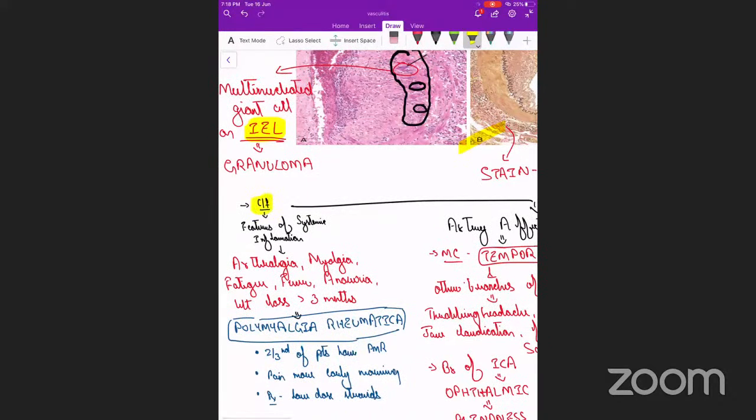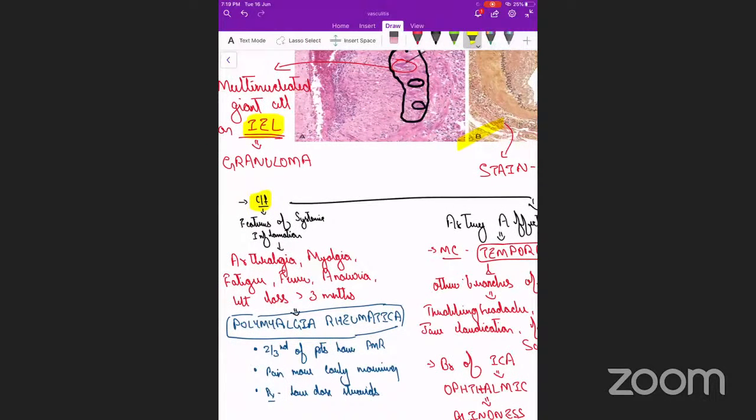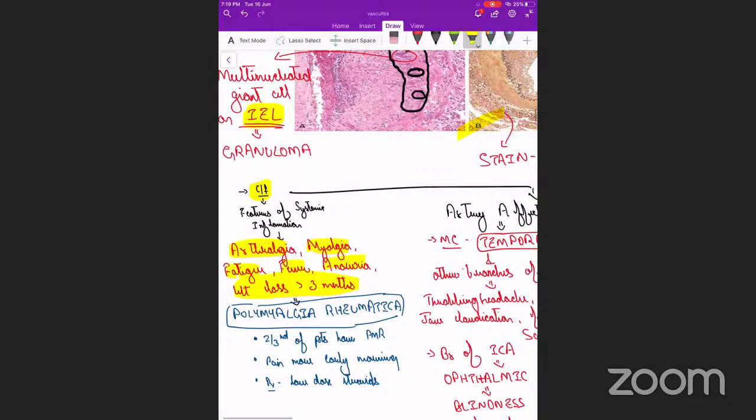Next, coming to clinical features. For any vasculitis, because it is chronic inflammation going on in the body, they will have systemic inflammatory features no matter which vasculitis it is. So what we look for is features of systemic inflammation, and features specific to that particular disease. The common features are arthralgia, myalgia, fatigue, fever, anorexia. But what can be characteristic over here is weight loss for more than 3 months.